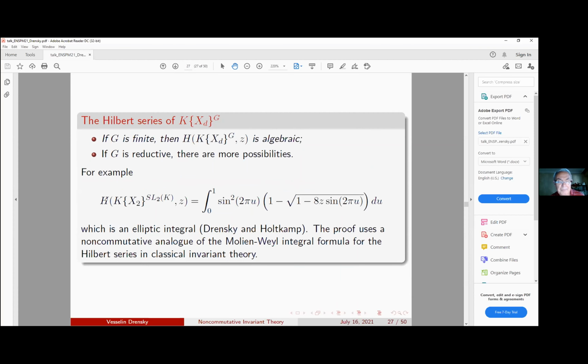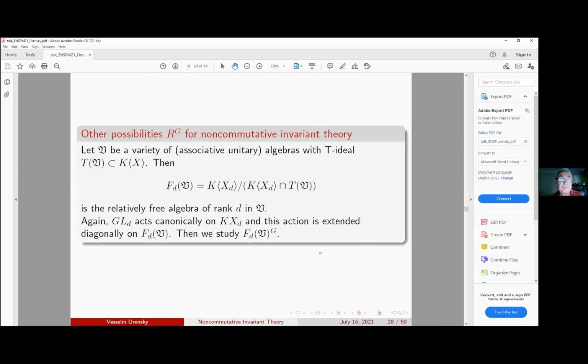For example, if you consider the same case, you have SL2 acting on a two-dimensional vector space, then you have an elliptic integral. And the proof uses some non-commutative analog of this Weyl integral formula for the Hilbert series in the classical invariant theory. So this is simply some exotics. But what are the other possibilities for non-commutative invariant theory?